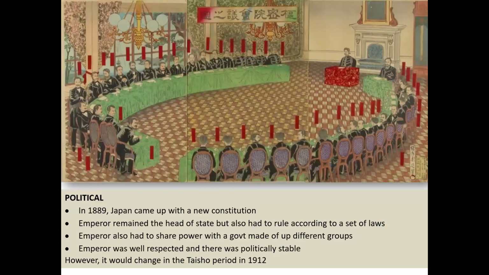Politically, they came up with a new constitution. All right. The emperor remains the head of state, but also had to rule according to a set of laws. All right. So you can see that there was this transferring of trying to be sort of semi-Western here. The emperor also had to share power with the government, and it was okay if the emperor was well respected, like Emperor Meiji, and there was political stability. But it would change if the emperor was weak and people could manipulate the emperor.